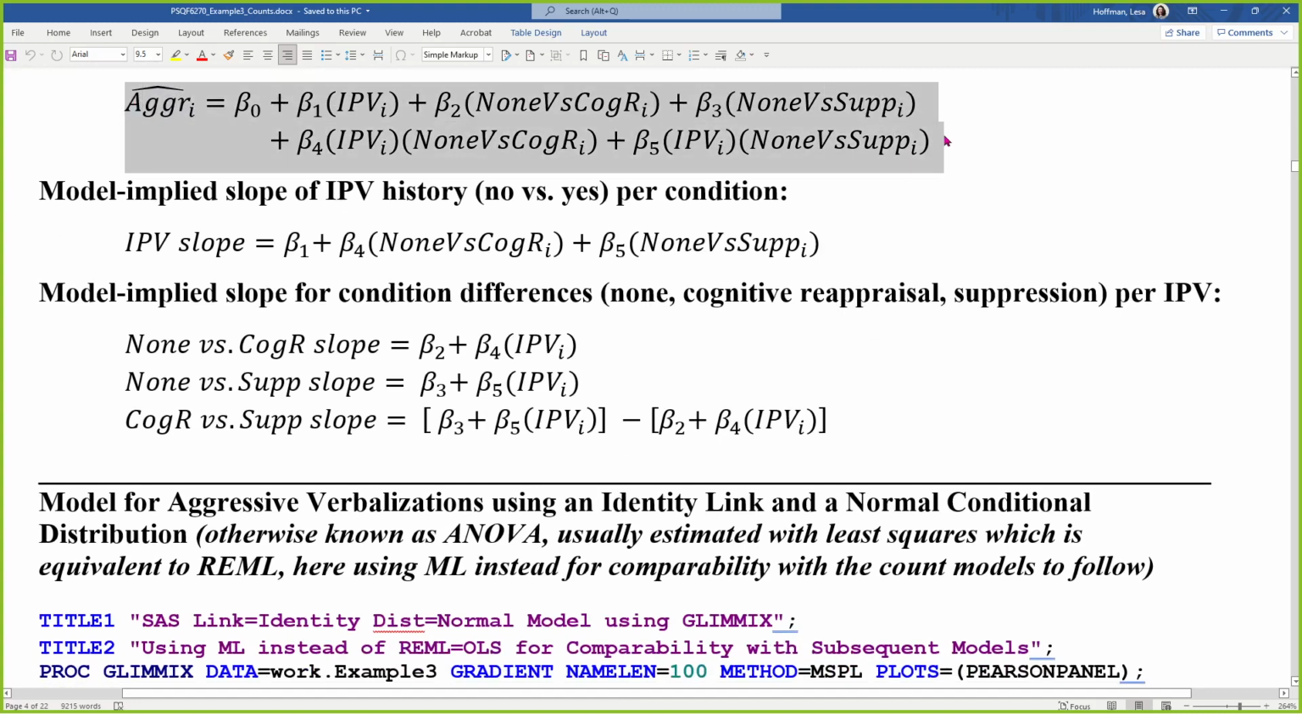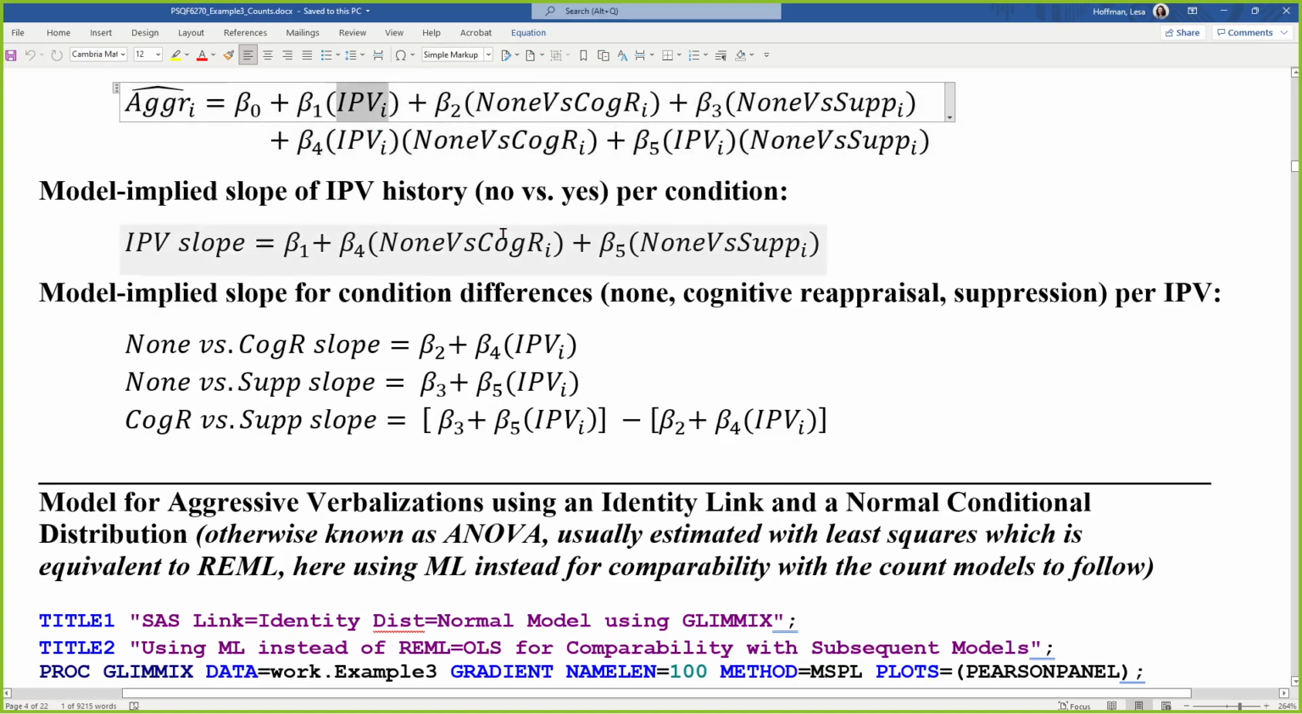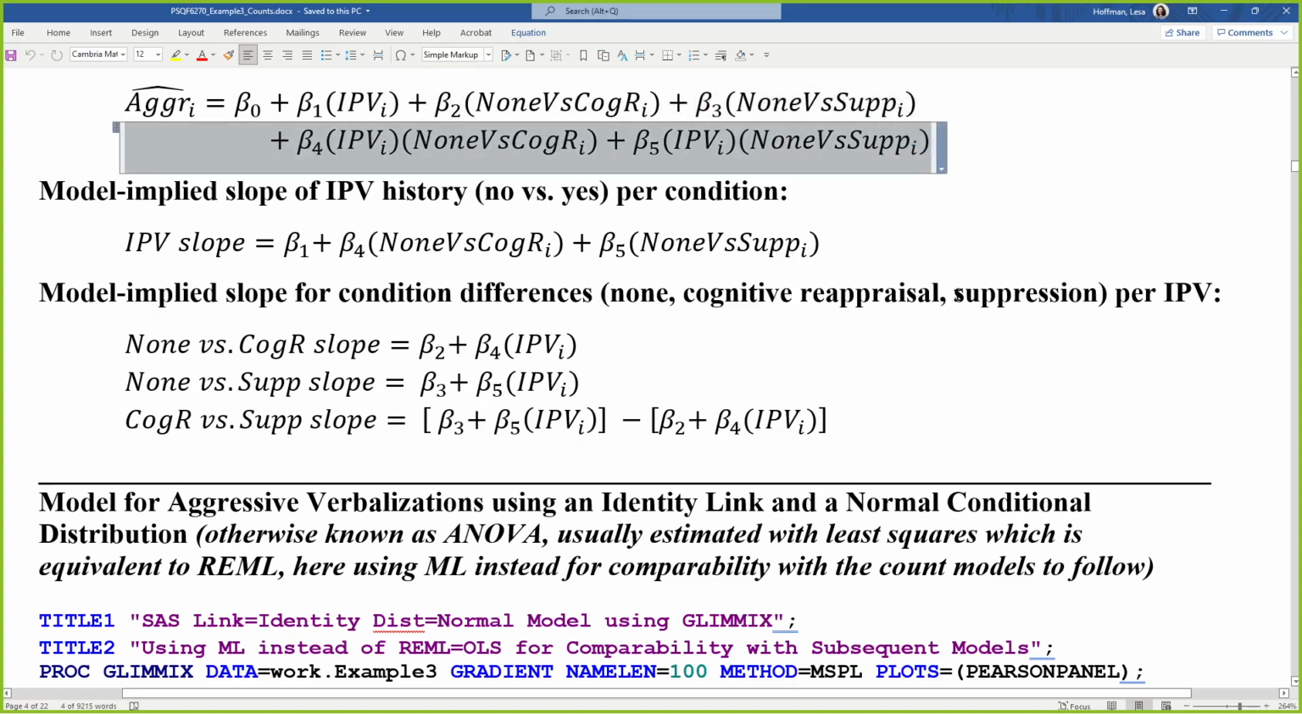So this is my model for everything in this entire handout. It's the same model. Aggressive verbalizations, and I put the hat on it to show that this is the linear predictor part alone, is a function of an intercept plus a simple main effect of IPV, which is going to be, given the interaction terms, this effect for the none group, plus a simple difference of none versus cognitive reappraisal, and given these interaction terms, it's going to be for the no IPV group. Another simple effect of none versus suppression for the no IPV group, and then two interaction terms together that characterize the IPV by condition interaction.